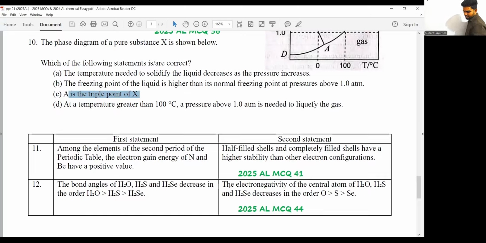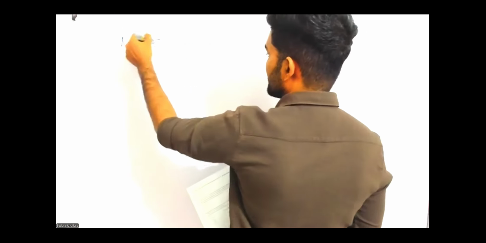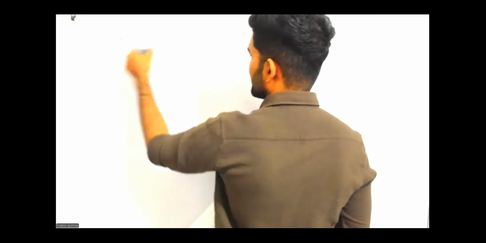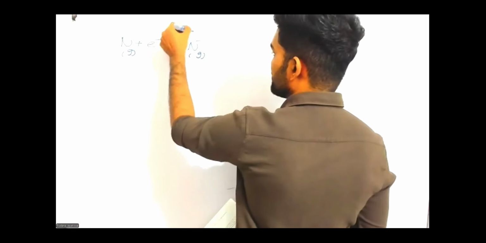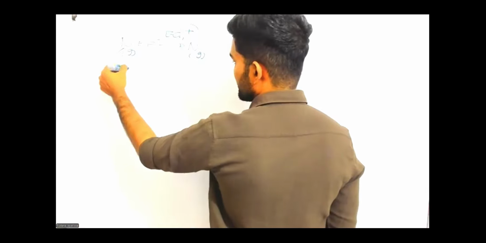So for nitrogen and beryllium, they are having a positive value. That one is correct. Why? The reason is nitrogen, if you get one electron, it will become N minus now. So this is the electron gain energy, Eg1. This will be positive. The reason is nitrogen is having a stable electronic configuration.